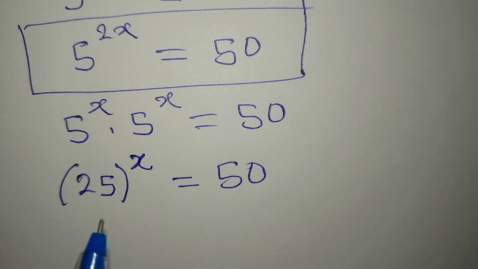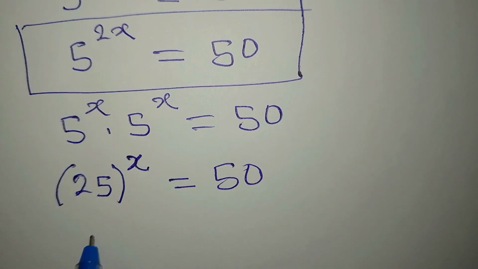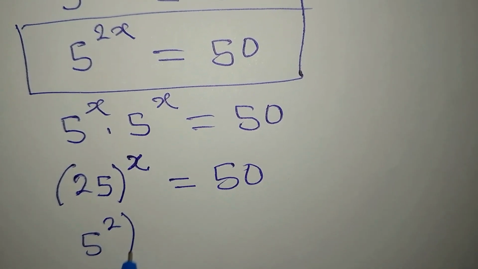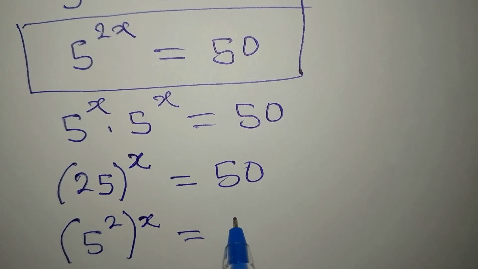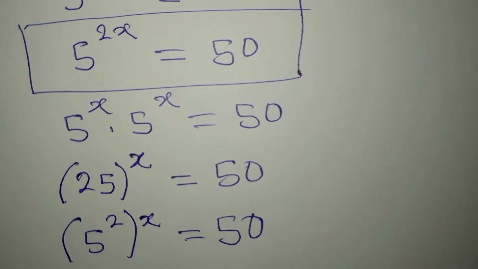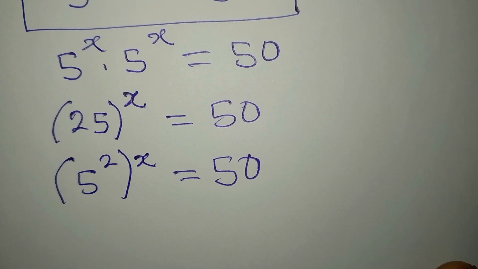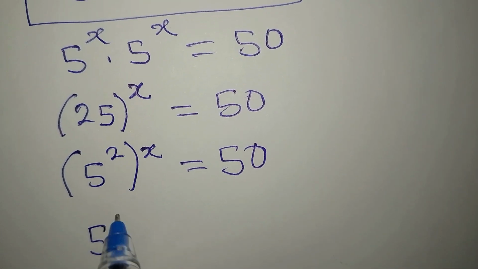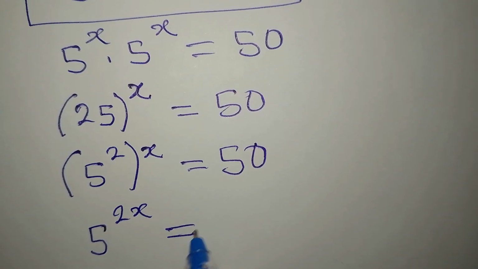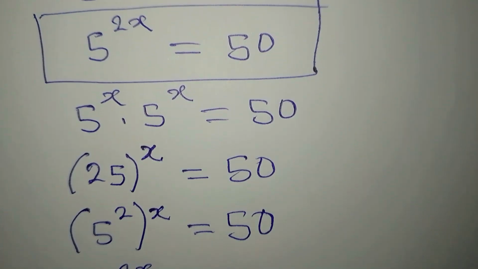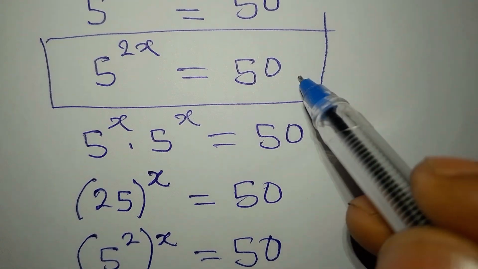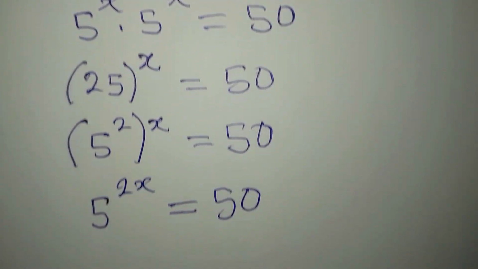And mind you, 25 here is the same as 5 to the power of 2. Then we still have that x on the outside. So this will be equal to 50. Now, what do we do to the powers? Multiply them. So 5 to the power of 2x is equal to 50. And if you check, that's what we had using the first approach.